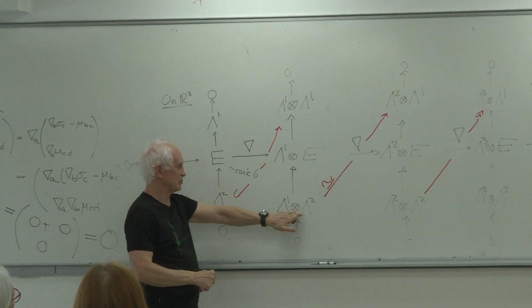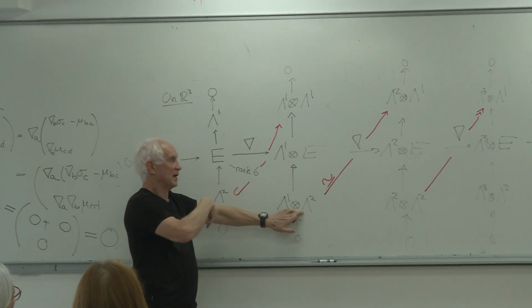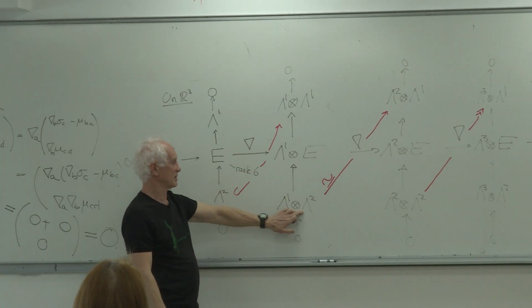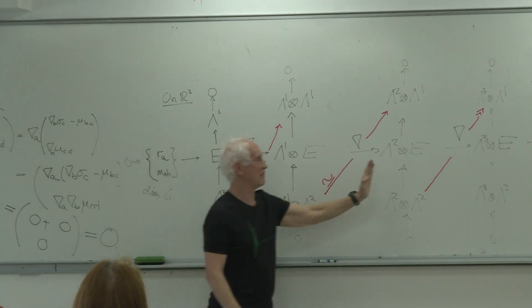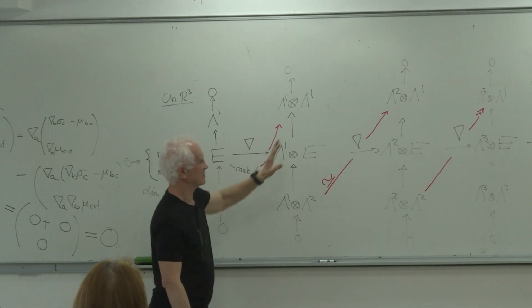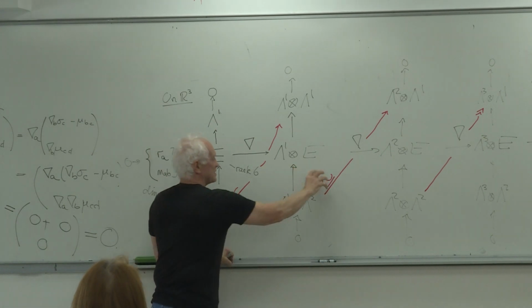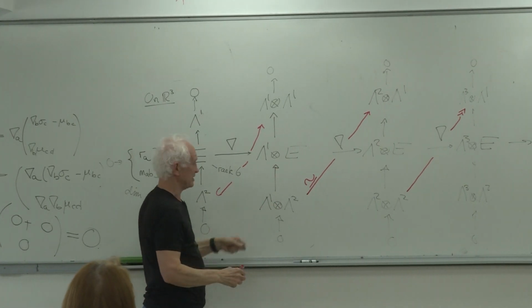After all, these two bundles have the same rank. And at this stage, by the way, you can do this in any dimension. There's nothing special about 3 dimensions. It's only special about how it terminates over here. But as far as going up to 2 forms, this works in any dimension. This thing is an isomorphism. I'll just tell you what it is.